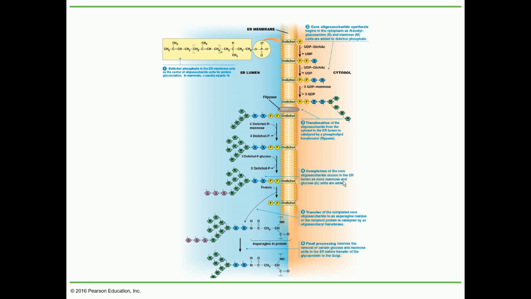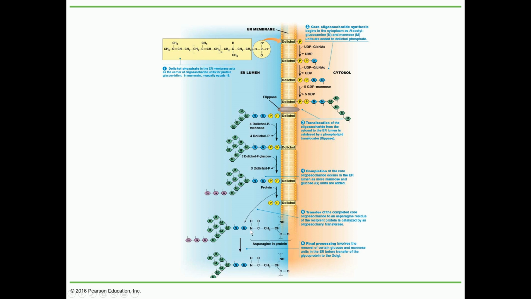Because the core oligosaccharide is not completely made yet, there is a requirement for the addition of 4 more mannose subunits and 3 glucose units. That happens inside the ER lumen. The completion of the core oligosaccharide occurs in the ER lumen as more mannose and glucose units are added. That results in the formation of the complete core oligosaccharide unit, and after that this core oligosaccharide unit is transferred to the protein. So there is transfer of the completed core oligosaccharide to an asparagine residue of the recipient.